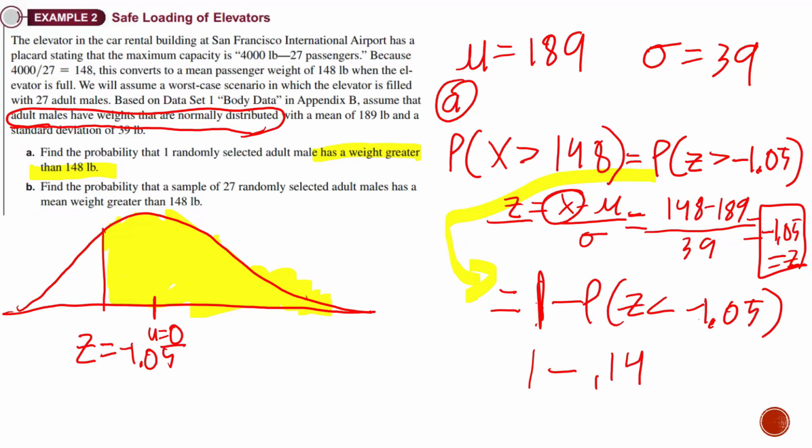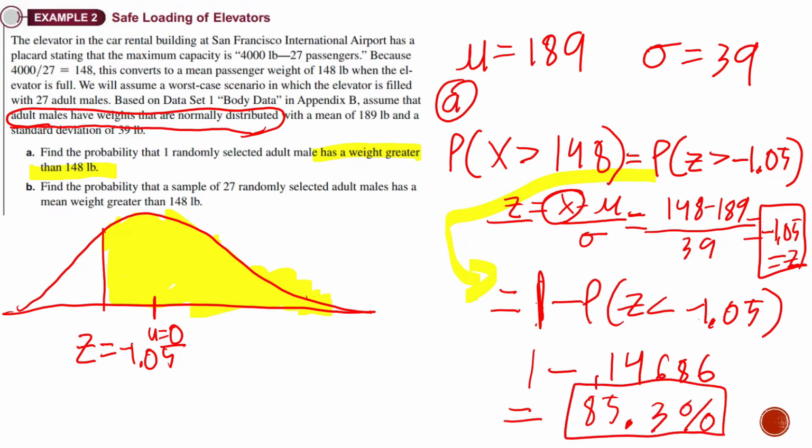1.1, so 0.14, 686. Everyone got that? You do this, you get roughly... convert this to a percentage just to make it more concrete to us, because we're more accustomed to doing probabilities by percentage. We get 85.3%.